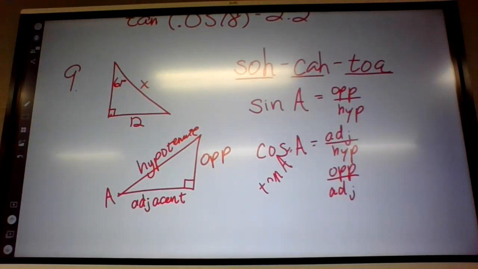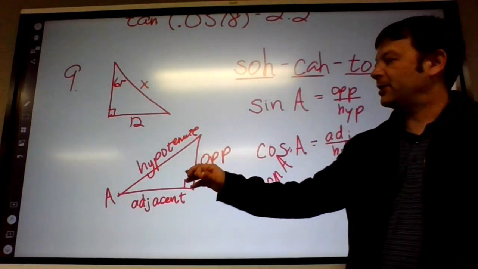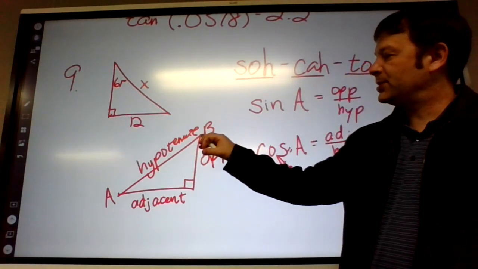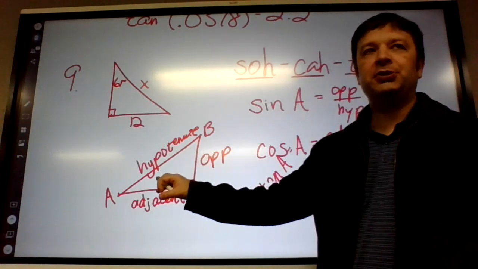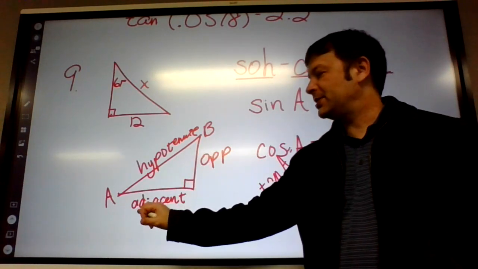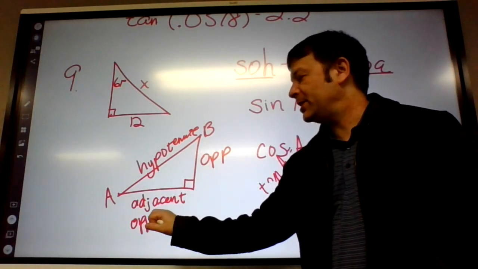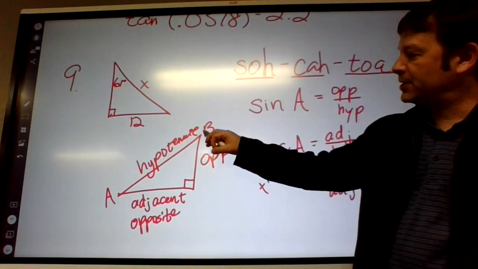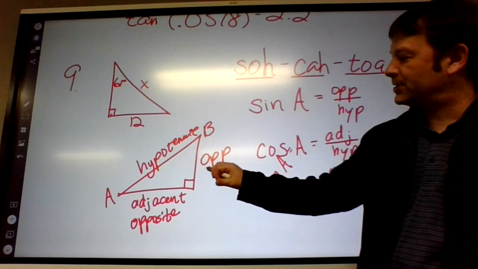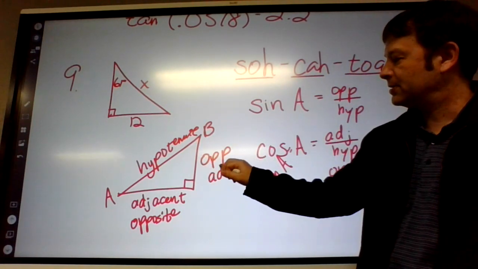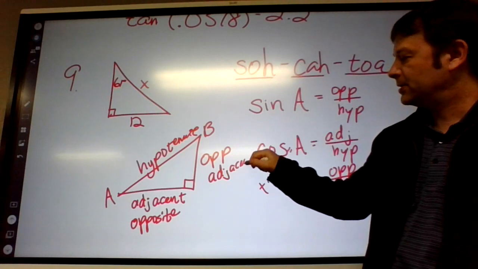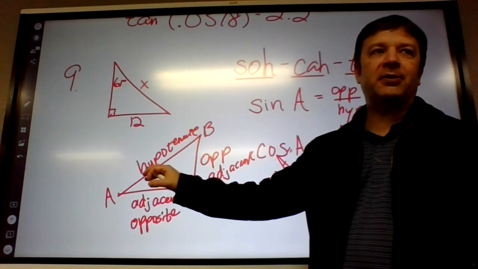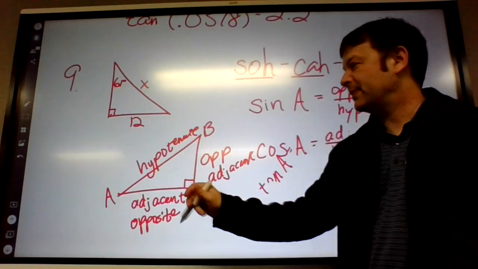That's if you're talking about angle A. But if you're talking about this other angle, I'll call it angle B, what's the opposite side? It's this one down here. For angle B, this is the opposite side because it's far away. This side right here for angle B is the adjacent side because it's next to it. And the hypotenuse is still the hypotenuse no matter what. Got it?